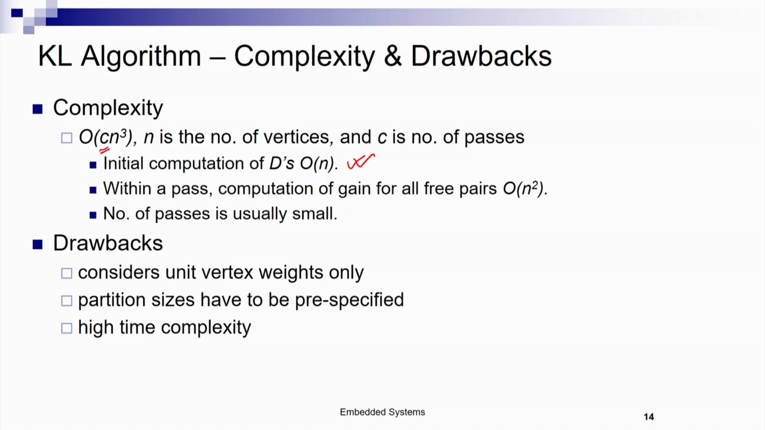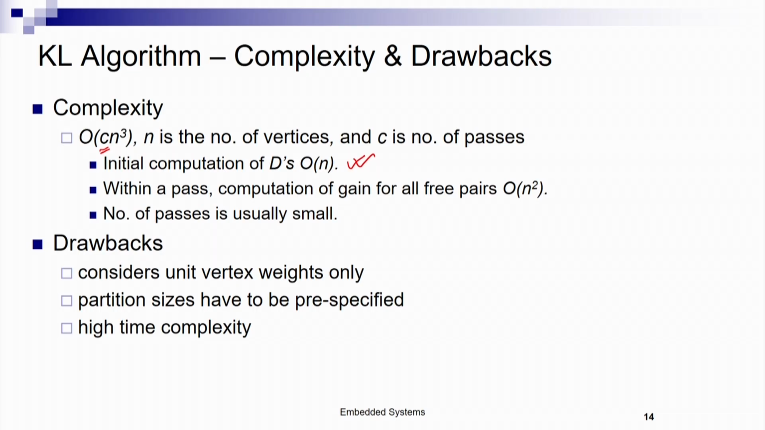So, to calculate the d values of the n nodes, for each node I will take a constant amount of time to calculate it, and therefore, for my n nodes I will take big O of n time to find the d values of the nodes. Then after finding the d values, I will have to find the gain of n square pairs of nodes. So, if I have n nodes, then I have n square pairs of those nodes, and for each of those pairs I have to find the gain values. Computing the gain values takes constant time.